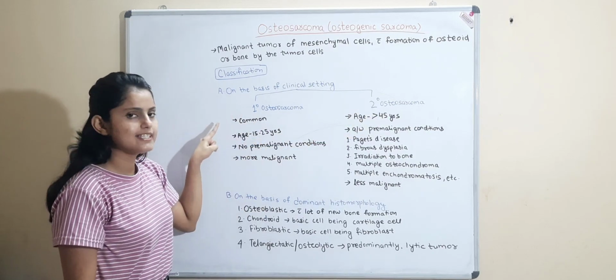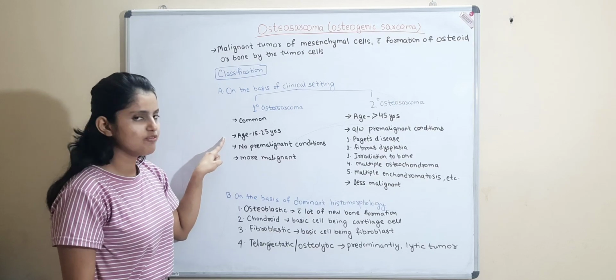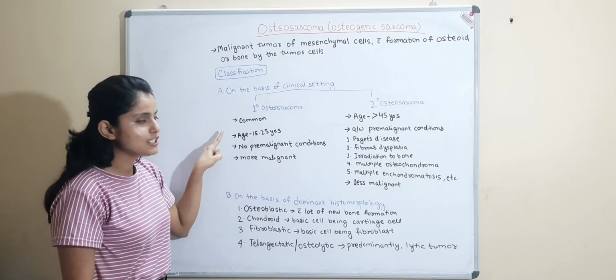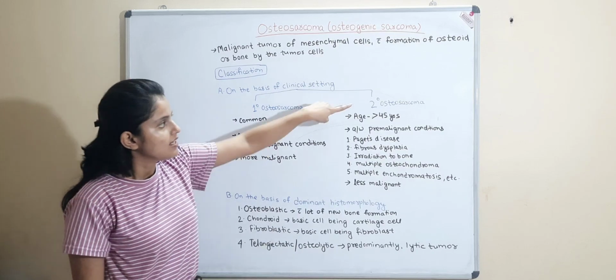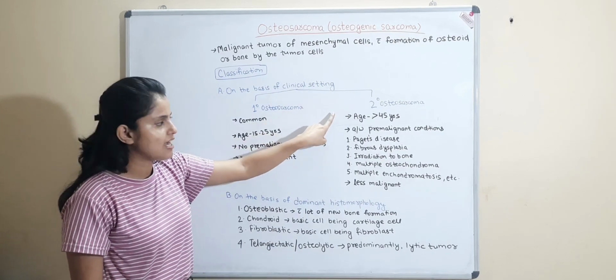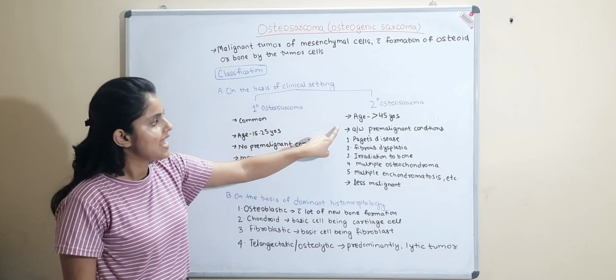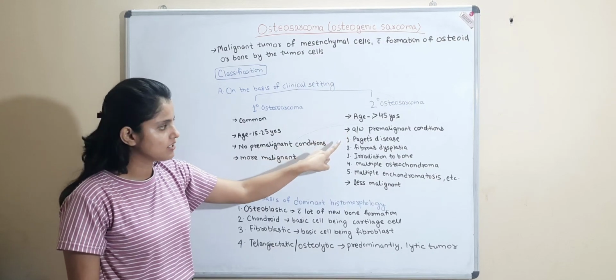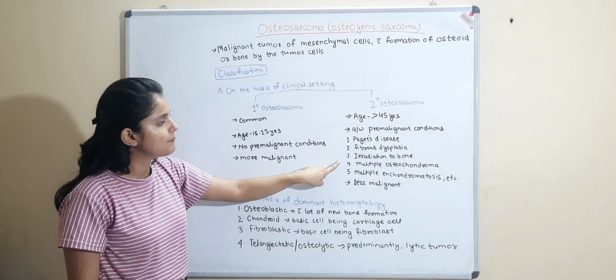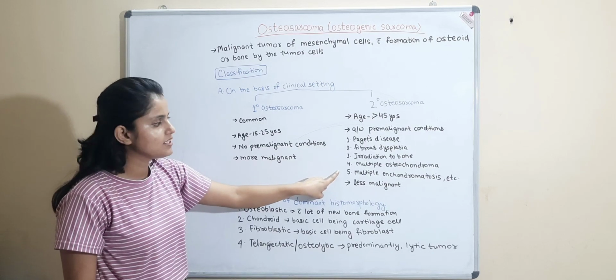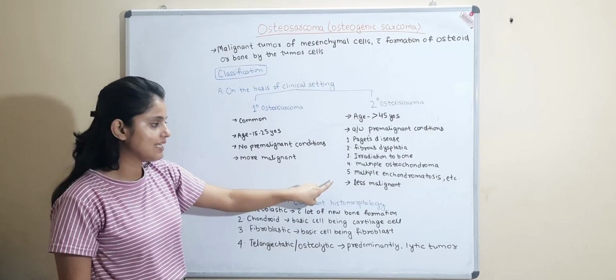Primary osteosarcoma is common. It occurs at the age group of 15 to 25 years and there are no pre-malignant conditions, and it is more malignant. Secondary osteosarcoma occurs after 45 years of age and it is associated with pre-malignant conditions like Paget's disease, fibrous dysplasia, irradiation to bone, multiple osteochondroma, multiple enchondromatosis, and it is less malignant.